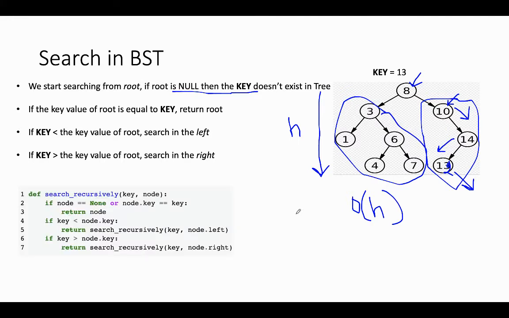Now let's look at the sample recursive program for search in binary search tree. So basically the function is expecting the key you want to search and the root node. Now there is this comparison. If node key is equal to the key, then return the node. Otherwise, look in the left subtree if the key is less than the root key, or if the key is greater than the root key, then look for the key in the right subtree. So that's how search works.